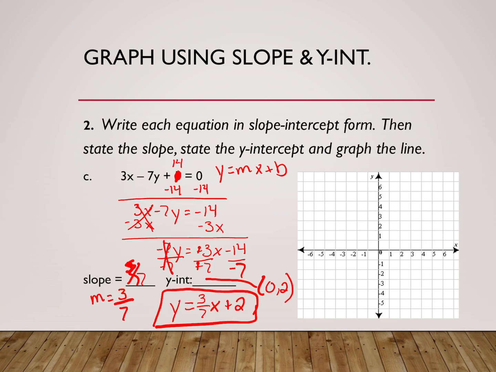So then we graph it. We're going to go up to 0, 2, put our point. Graph our slope of 3/7 means I go up 1, 2, 3, and over 7: 1, 2, 3, 4, 5, 6, 7. Put another point and draw my graph. So we have that one done.